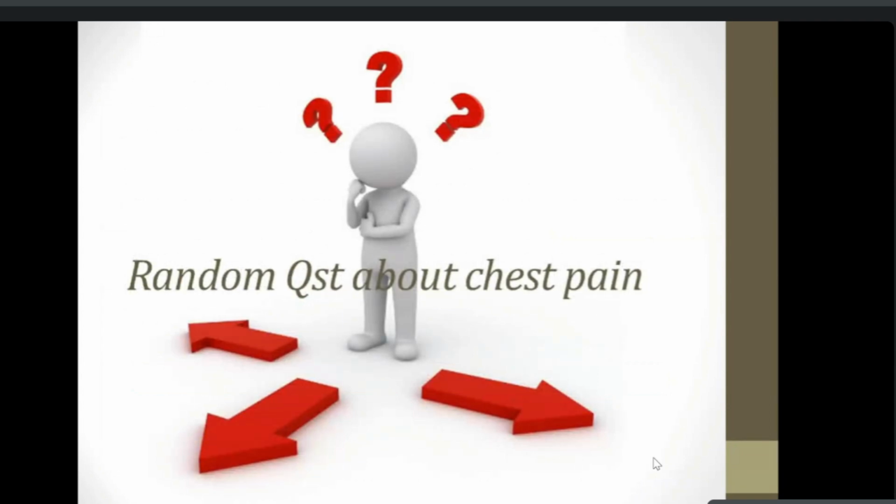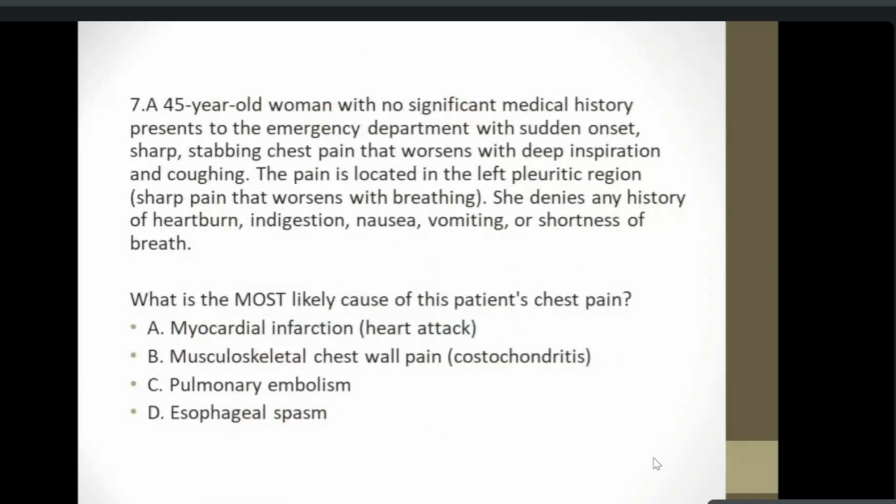I also add a random question about the chest pain. The seventh question. A 45-year-old woman with no significant medical history presents to the emergency department with a sudden onset sharp stabbing chest pain that worsens with deep inspiration and coughing.